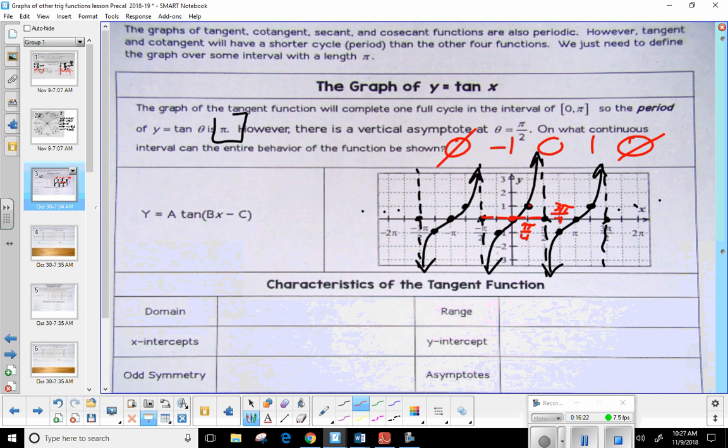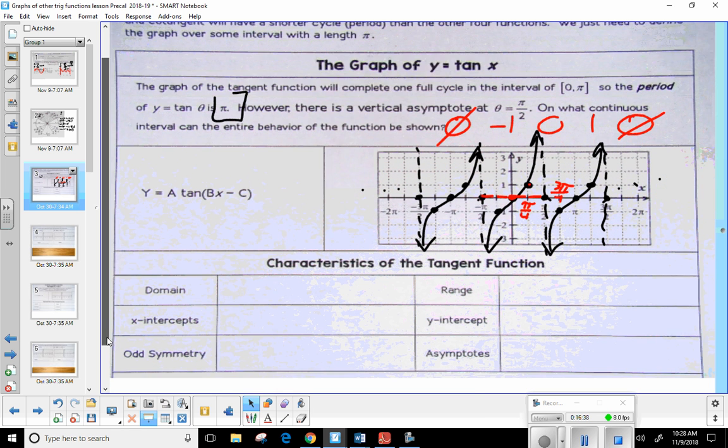So just like the other graphs, it's coming straight from the unit circle. It's just whatever that trig function wants you to do. Is everybody okay with how we get the graph? Any questions on that? Okay. Well, let's talk about the characteristics.